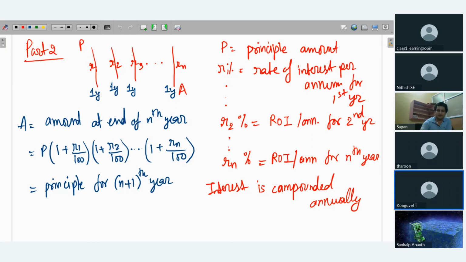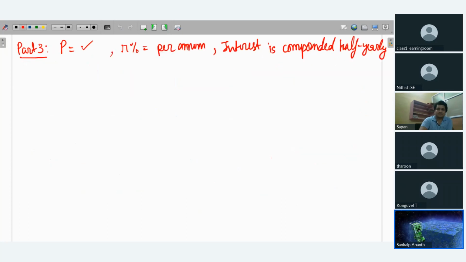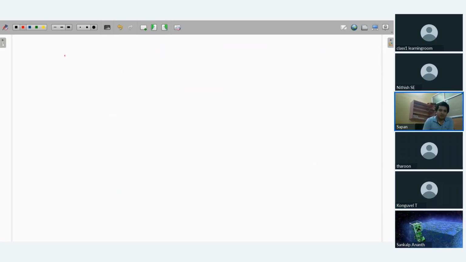No, if I'm not wrong, the principal will be the same, right? Why do we have to add 1? See, I'll show you. Let's say this was the principal, and I'll do it only for 2 years. This is R1 percentage and R2 percentage. Formula says that amount should come as P into 1 plus R1 by 100 into 1 plus R2 by 100, isn't it?